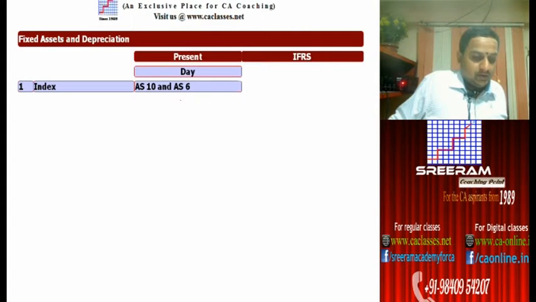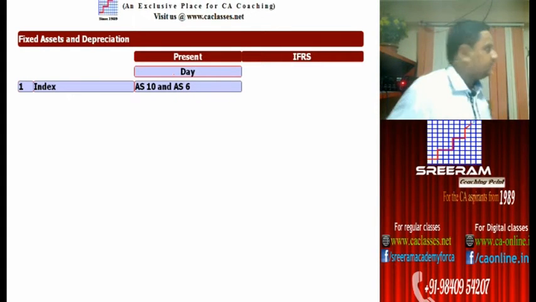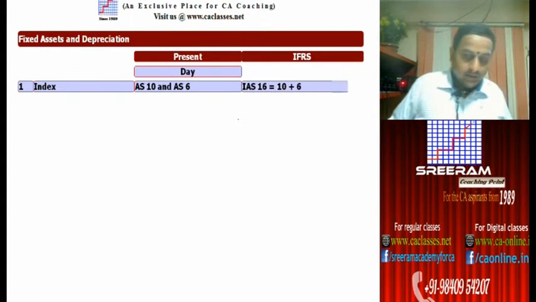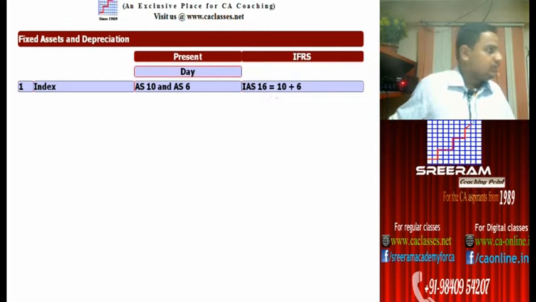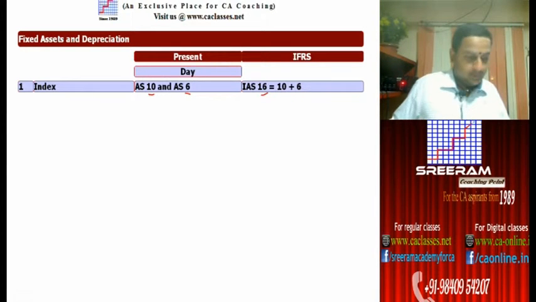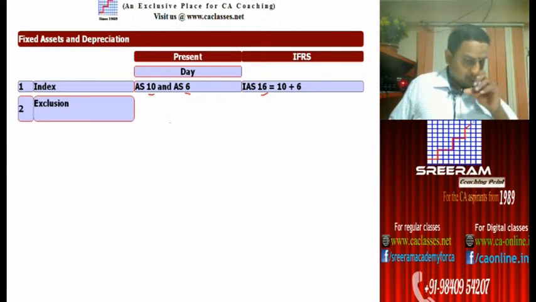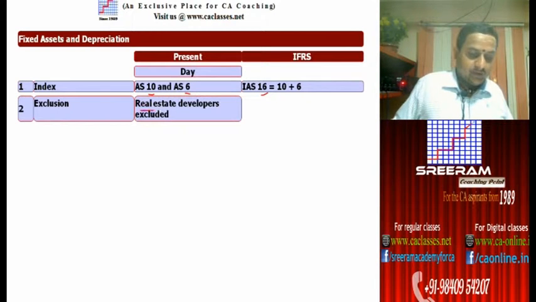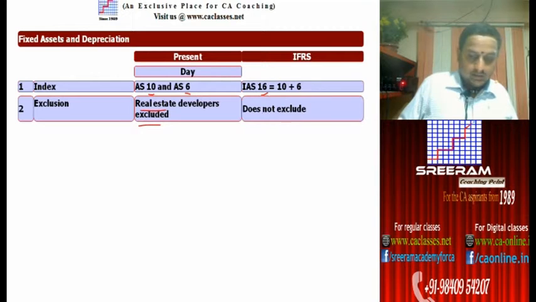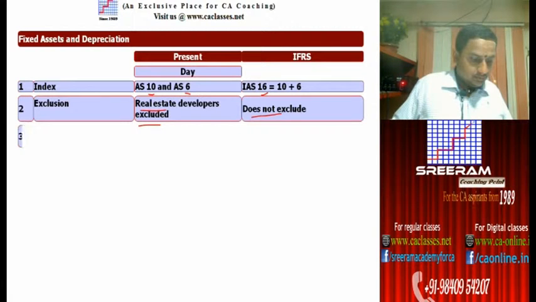So the present standard, in which it is dealt in AS 10 and AS 6 as we referred earlier. In IFRS, it is IAS number 16. For easy remembrance, we can add these two to remember this particular number. Then exclusion: real estate developers are excluded in the present standard, but IAS 16 does not exclude them. So does not exclude, we understand it is indirectly included.